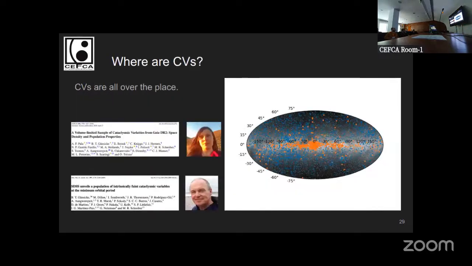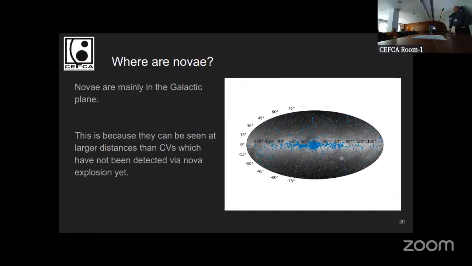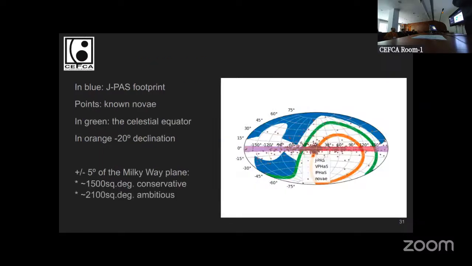CVs are all over the place, right? And these are works, I want to remark, the works from Anna and Boris. But novae are located in the plane of the Milky Way. And this is a comparison between the plane of the Milky Way, my novae, the objects I'm interested in, and JPAS. And JPAS elegantly avoids the objects I'm most interested in. Thanks. Especially beautiful, since I was the one designing the strategy.